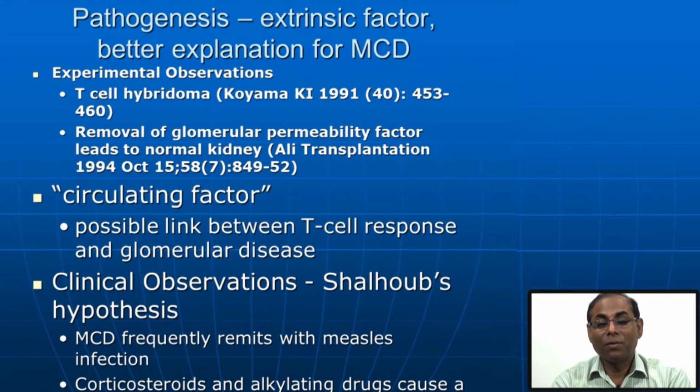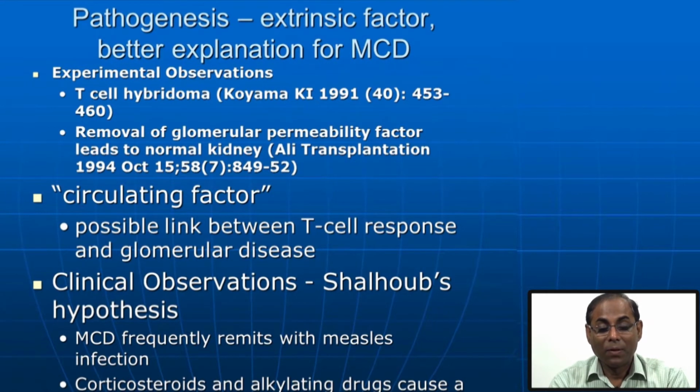Now, there are also several extrinsic factors which are described as associated with minimal change disease. The examples are experimental observations which you can refer to. Say, T cell hybridoma, when it is produced in a mouse model, leads to heavy proteinuria. So, that means maybe T cell activity is also related to the development of minimal change disease. Then removal of the glomerular permeability factor.